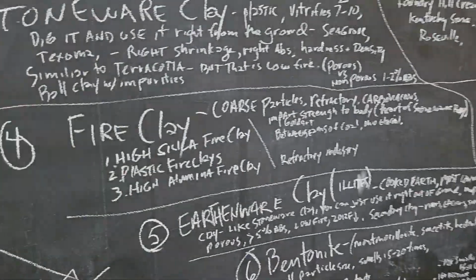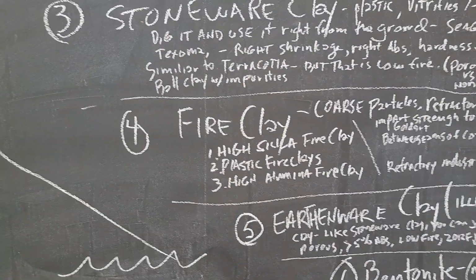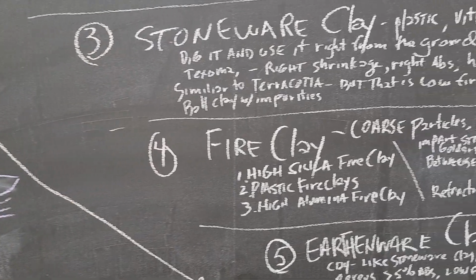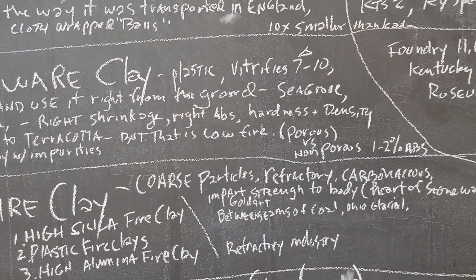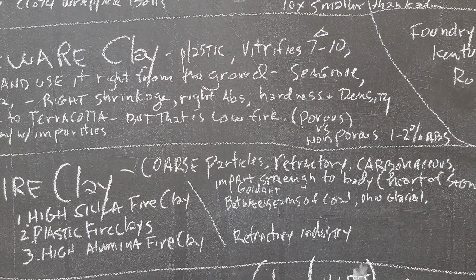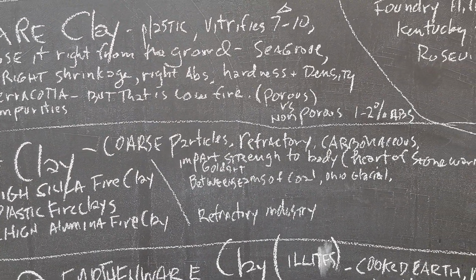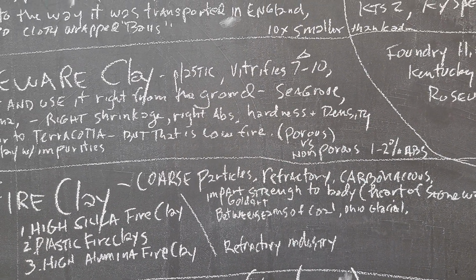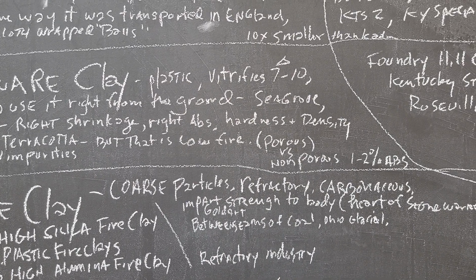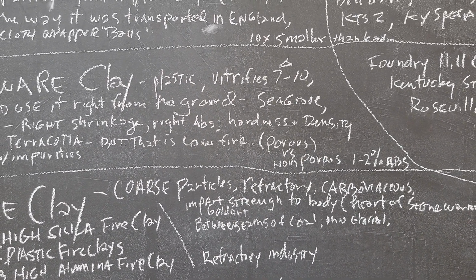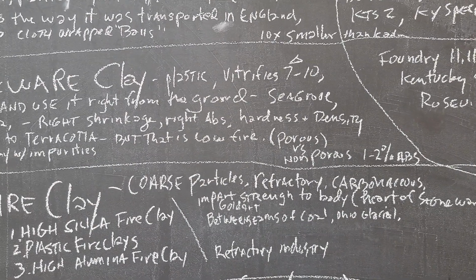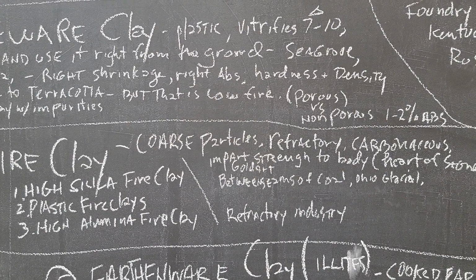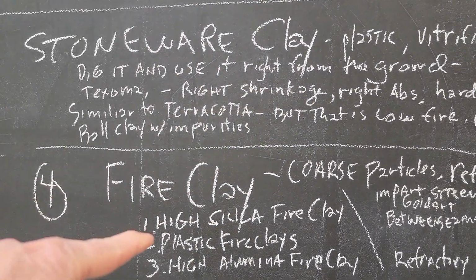All right, so then we'll do fire clay. We're cruising down a little more on the erosion front, and this is going to be coarser particles that are going to be refractory, meaning they don't melt. Lots of carbon. They impart strength to a body. Sometimes this is called the heart of a stoneware body. And it's the refractory industry, so brick making, shelves, stuff like that.